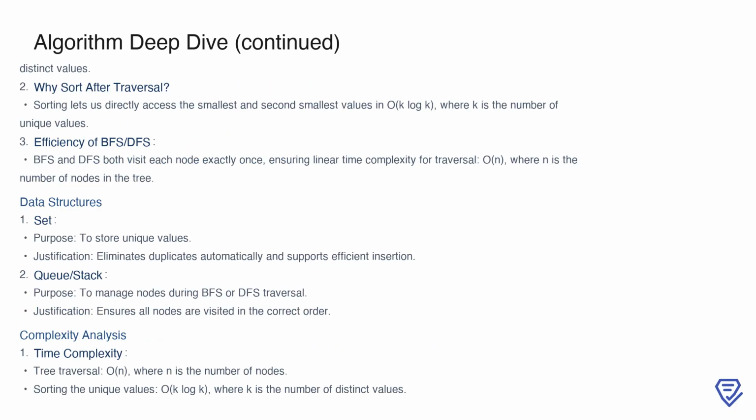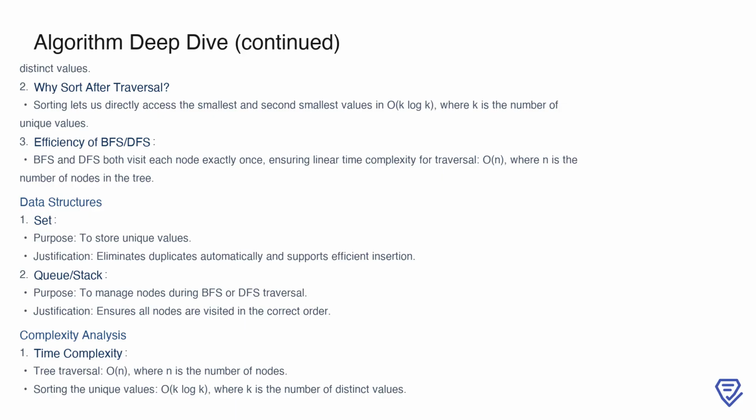The use of a set is critical to this algorithm because it eliminates duplicates automatically, making it easier to collect only distinct values. Sorting the set after traversal allows us to directly access the smallest and second smallest values, with the sorting operation taking O(k log k) time, where k is the number of unique values.